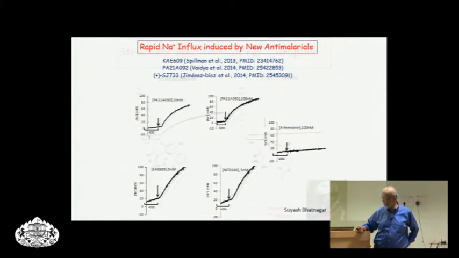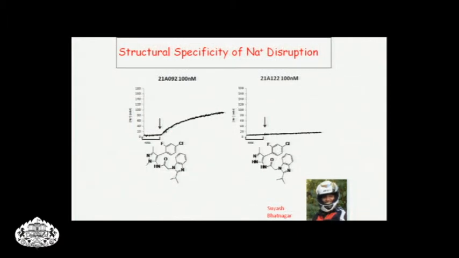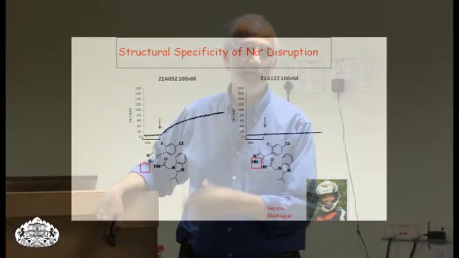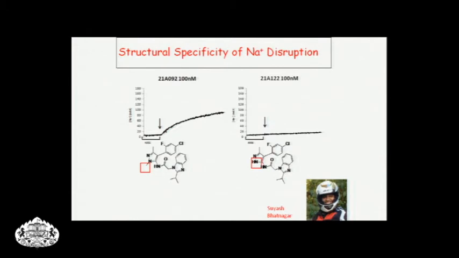Not only that, there is some really interesting SAR here. You have compound 92 with an N-methyl over here, and here is hydrogen. See the difference. The only difference between this and this is the methyl group. It completely kills it, and the compound is inactive. It is pretty specific. We don't know exactly where it binds, and we don't know all the details of that. But this is really pretty work from Suyash Bhatnagar, the motorcycle guy over there.